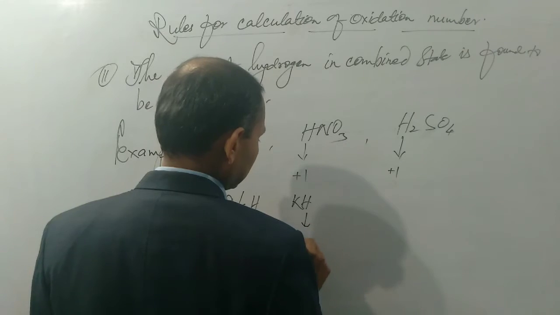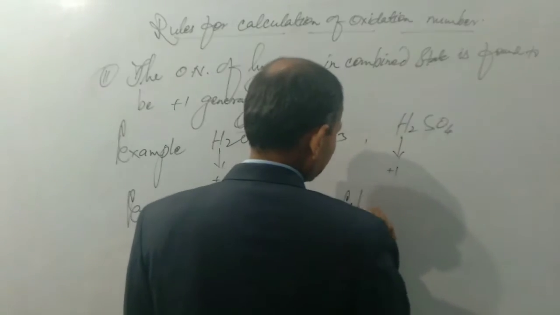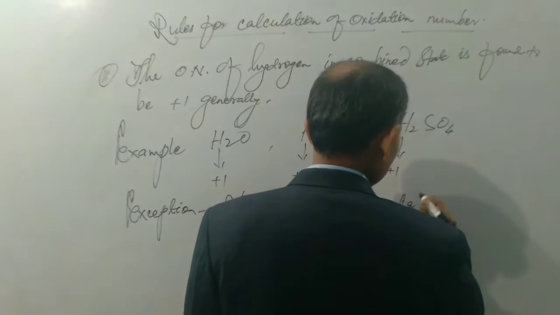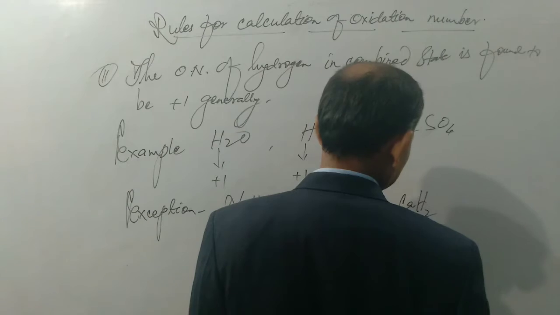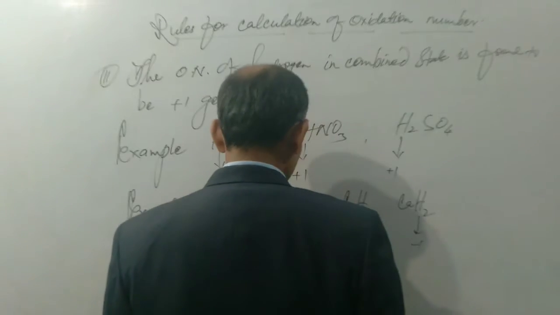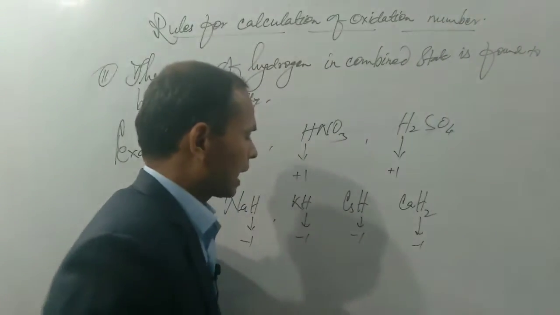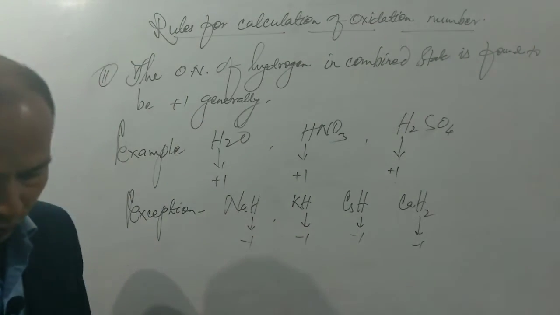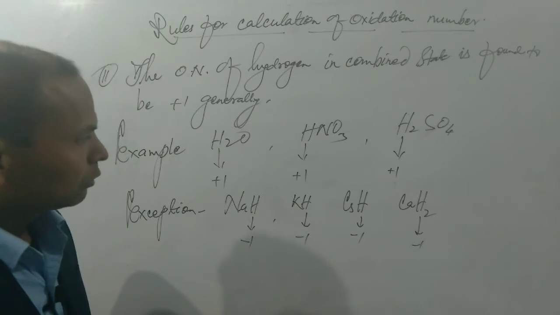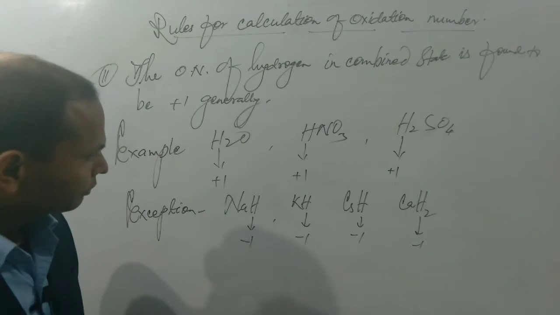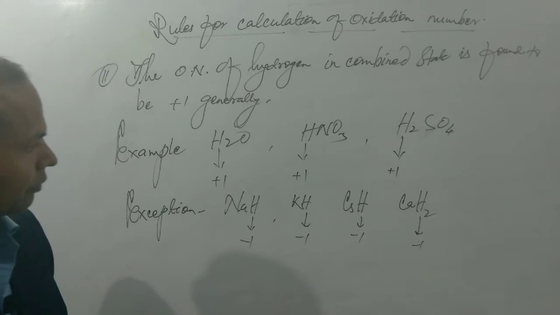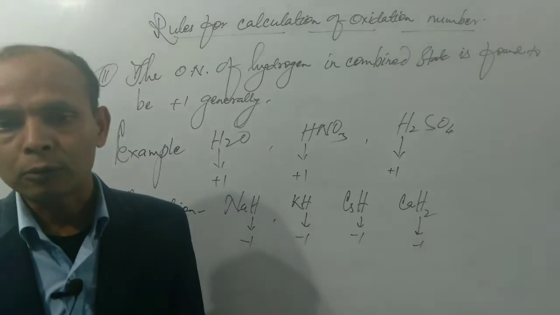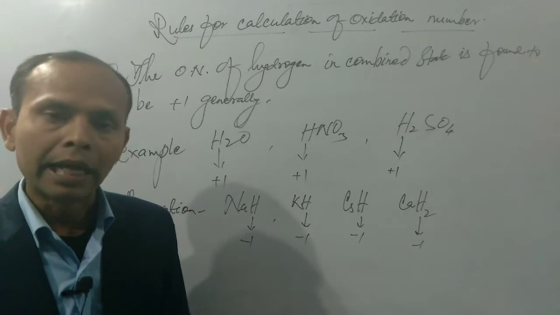Potassium hydride, -1. Cesium hydride, -1. Calcium hydride, -1. So, we can say that in the hydrides of metal, the oxidation state of hydrogen is found to be -1 unit. Why? Another rule which tells us the oxidation state of any ion is found to be the number of positive or negative charges present on it.